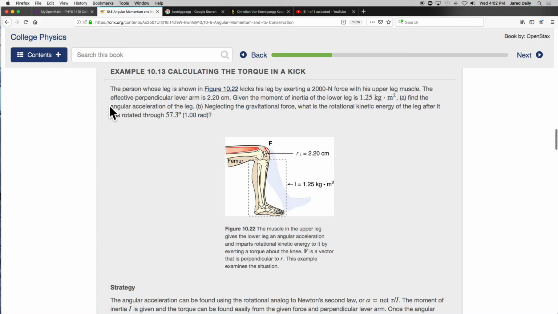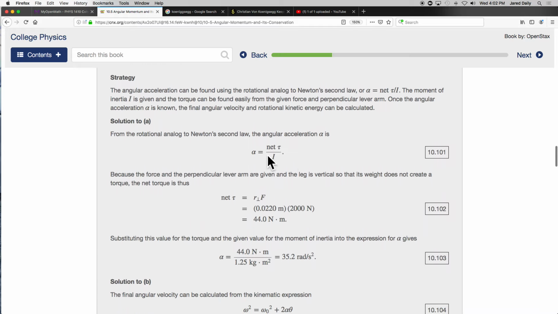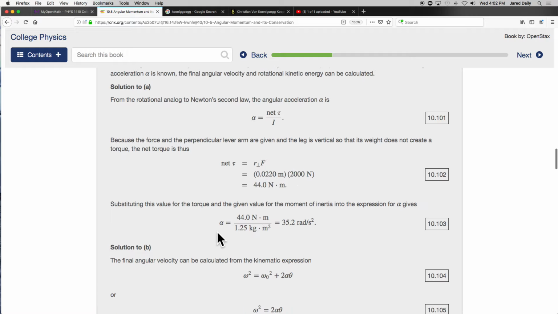And then we can find the angular acceleration, because torque equals I times alpha, right? They've told us the force and the R to calculate the torque. They've told us the I. We can just multiply those together on the top to get the torque, and divide by the I that they give us to give us the angular acceleration of 35.2 radians per second squared.